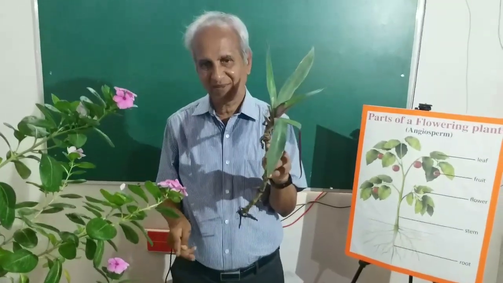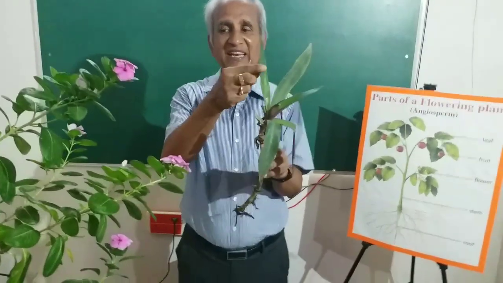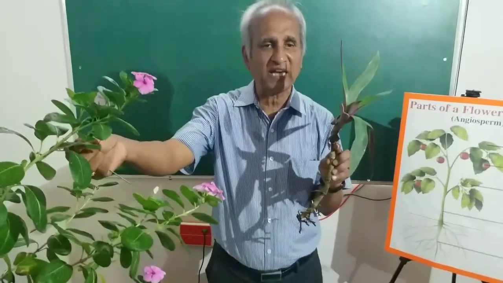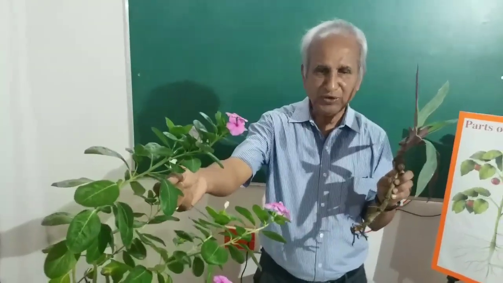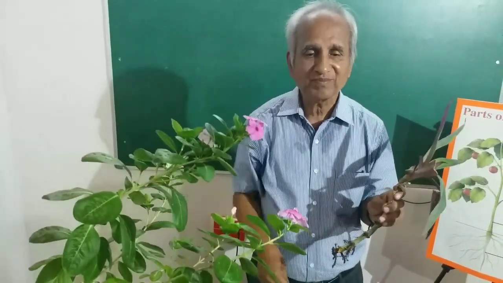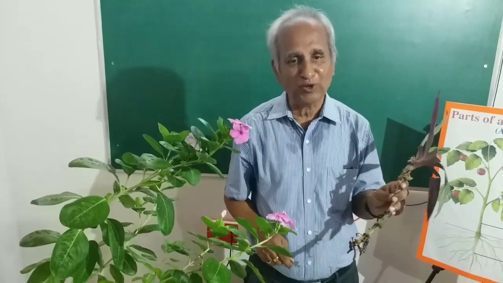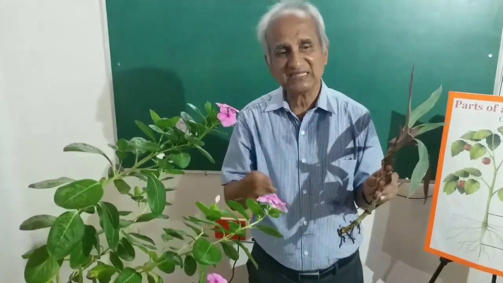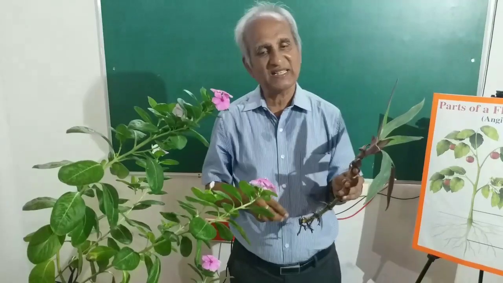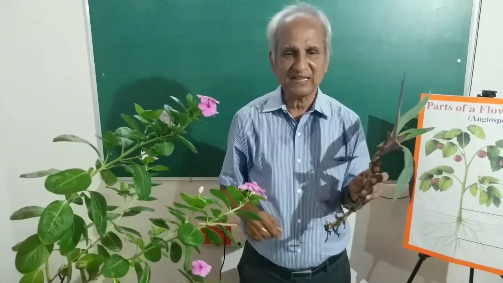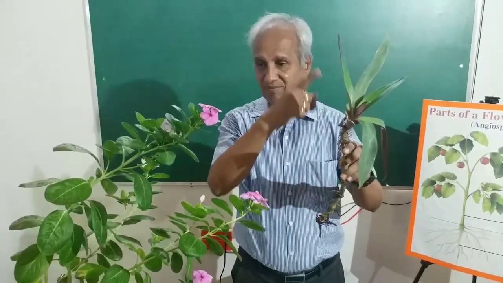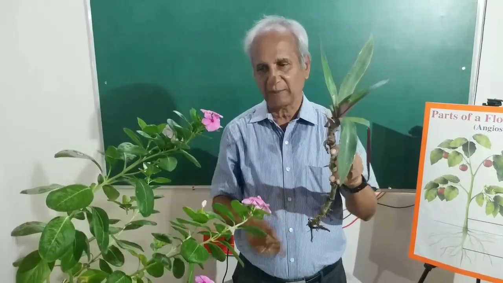Number 3, whatever food is prepared in the leaves. In the presence of sunlight, drawing water from the ground and carbon dioxide from the air, they prepare food. The food prepared will have to be supplied to all the different parts of the plant. Again, that supply system also goes through the stem. The xylem vessels and phloem vessels we call. Xylem vessels, they supply water. Phloem vessels, they supply food. So the supply system is also there in the stem.